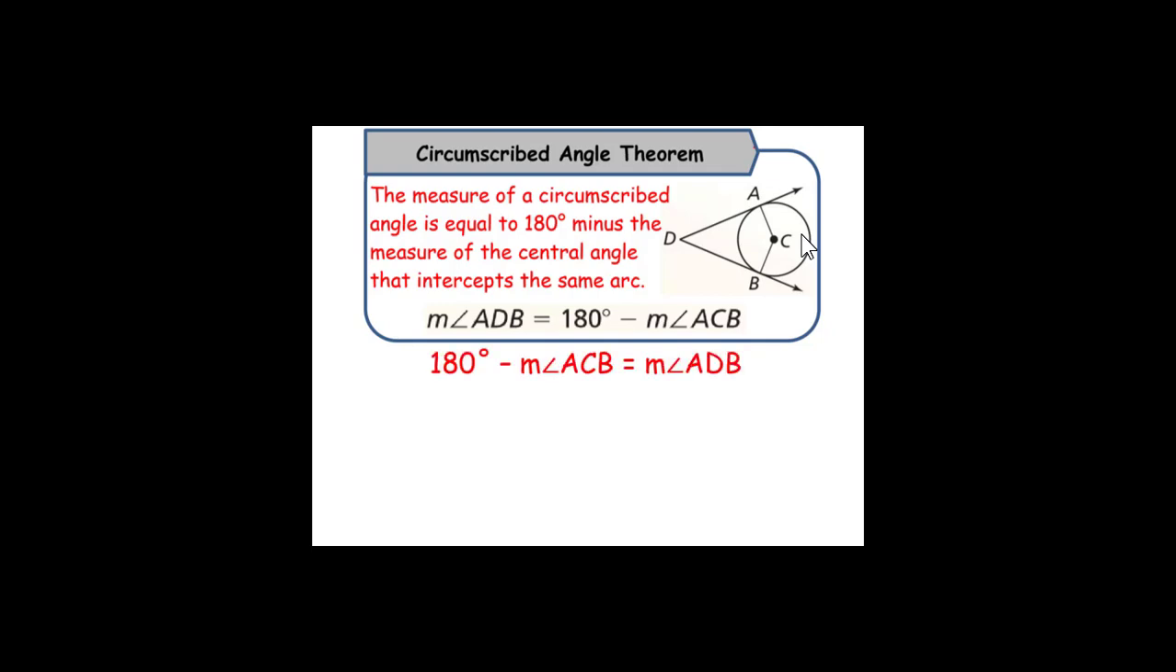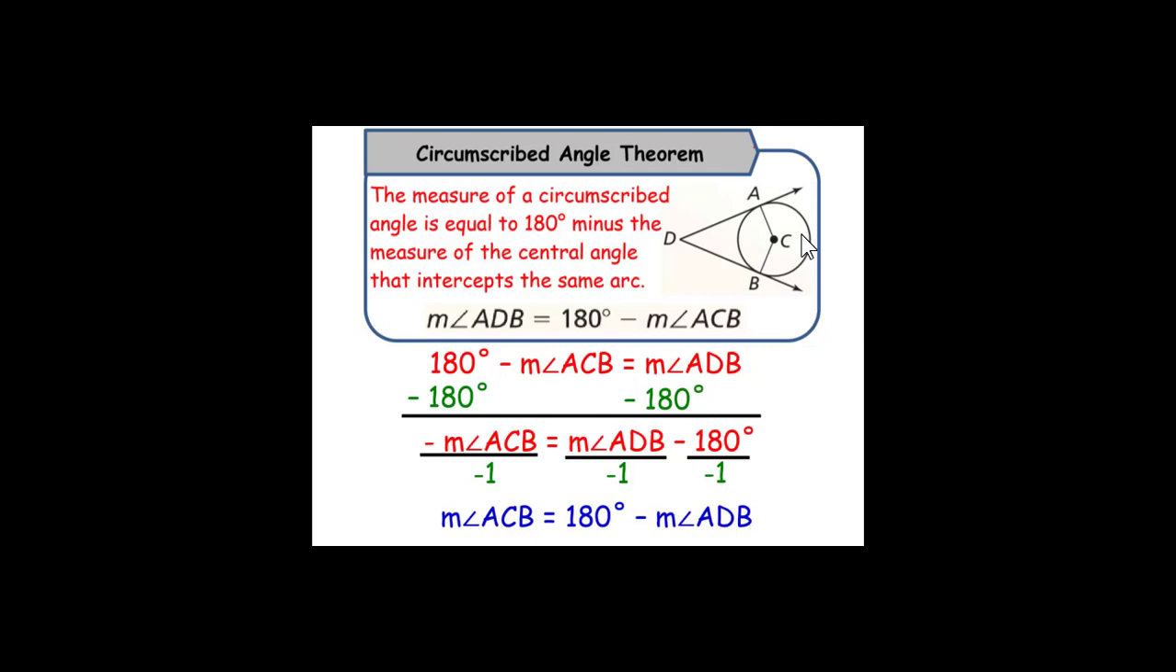We can use a symmetric property. We can subtract 180 degrees from both sides and then divide through by -1. Now it states that the measure of the central angle ACB is equal to 180 minus the measure of angle ADB, which means that these two angles are supplementary. That's what it says. So anytime we have this statement, it's just stating that the two angles are actually supplementary.